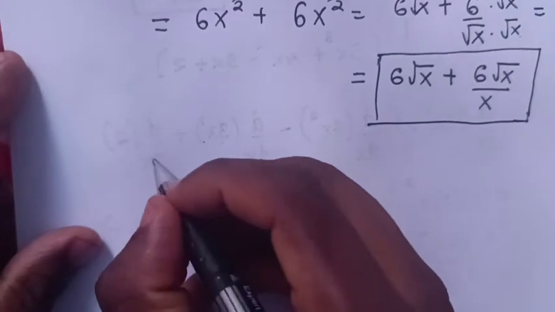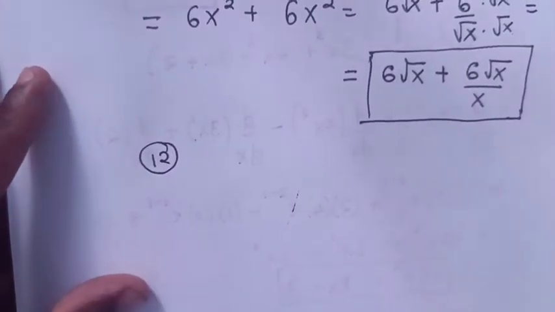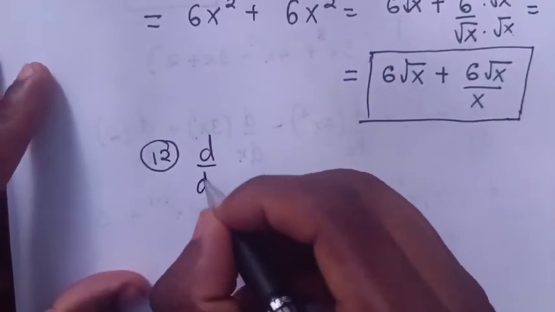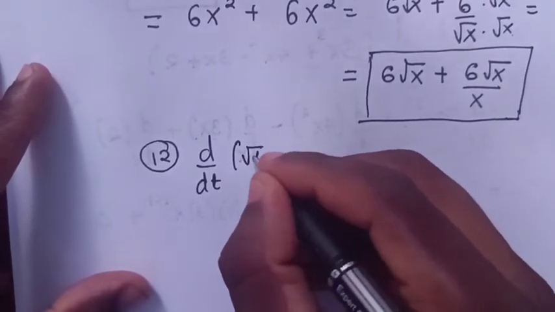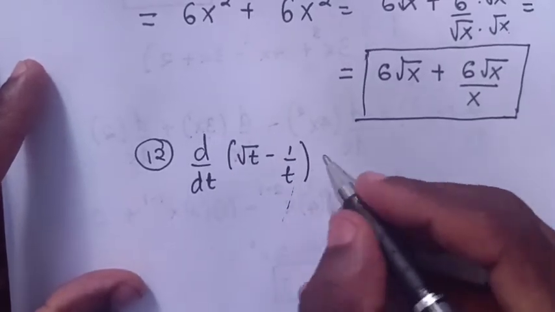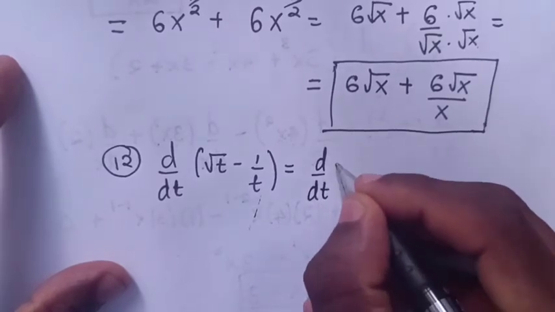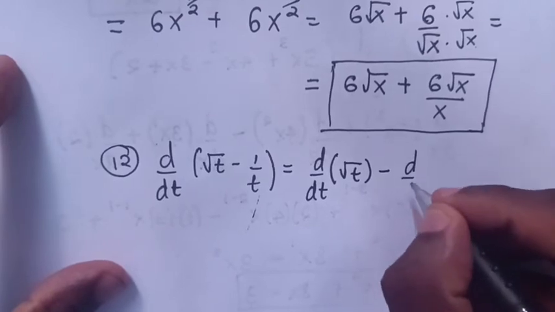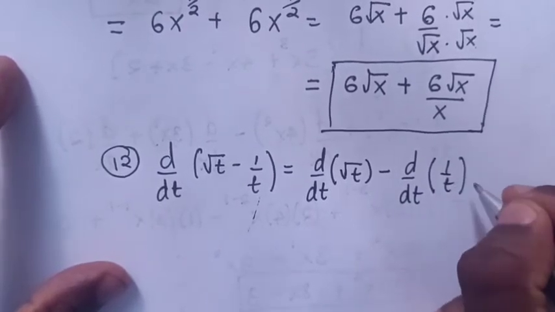Hope it's clear. Now let's go to the last example. The last example is the derivative with respect to t of square root of t minus 1 over t. Now we derive each term: derivative of square root of t minus derivative of 1 over t.